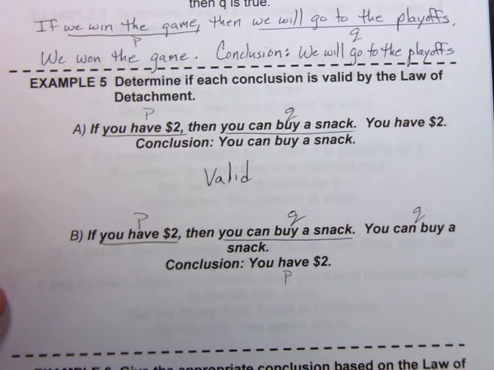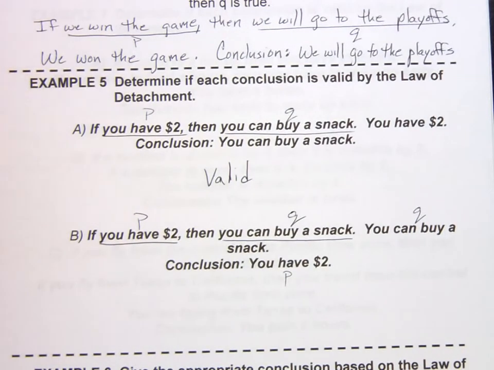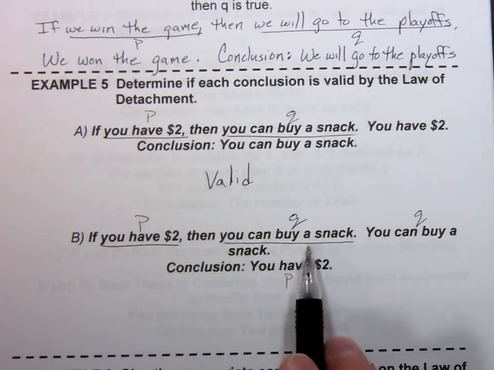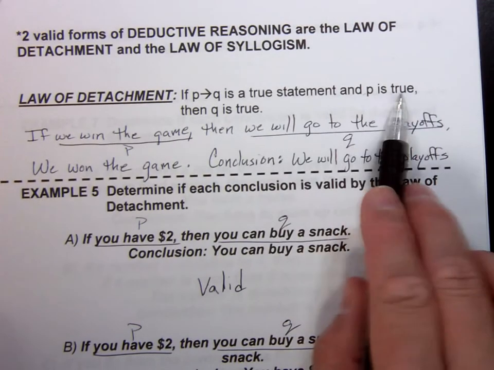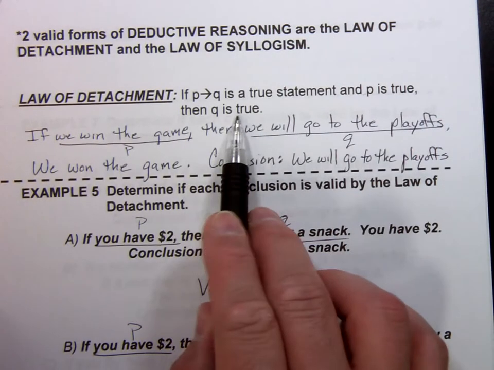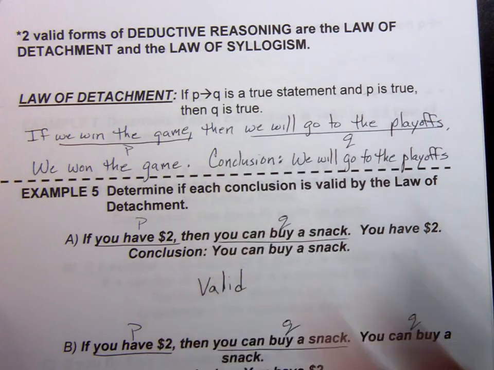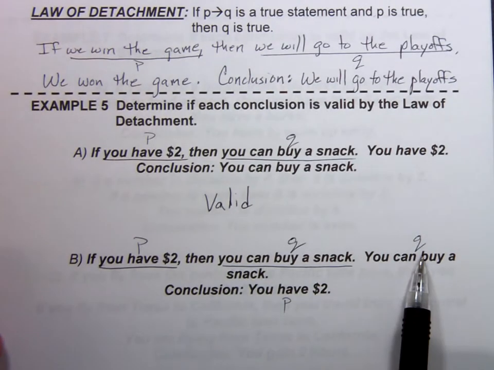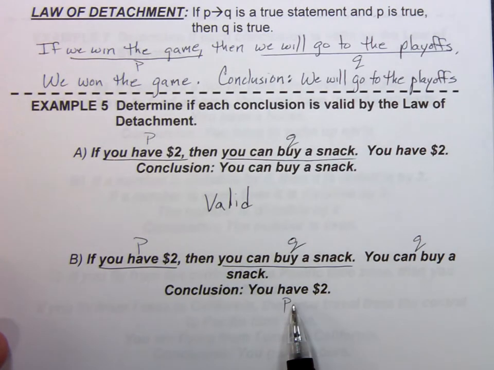The law of detachment only works one direction. You got your if P, then Q statement. We have to know that P is true to conclude that Q is true. That's the only way the law of detachment works. It does not work the other way around. You cannot know that Q is true and then conclude P is true. That does not work. Okay?